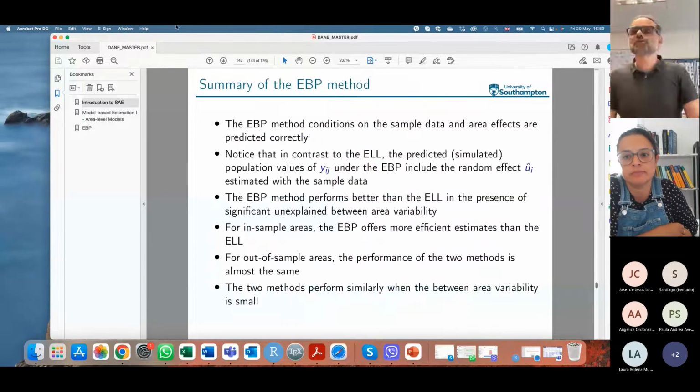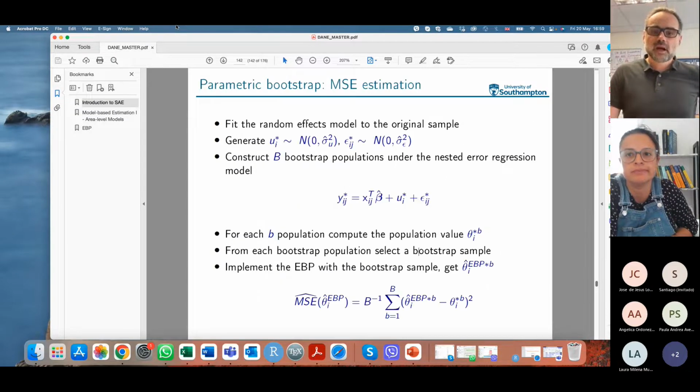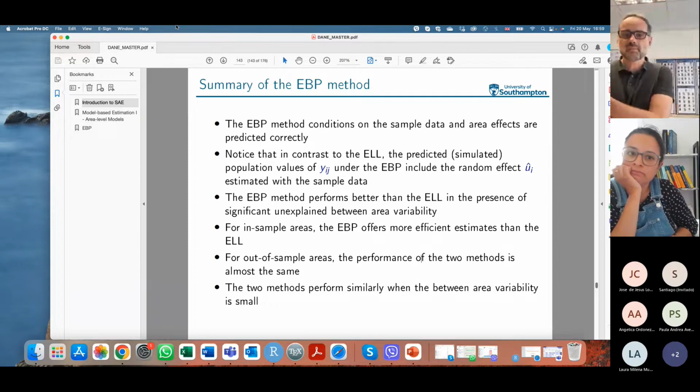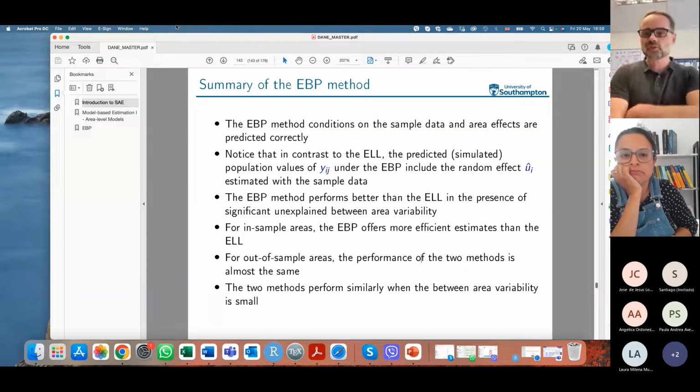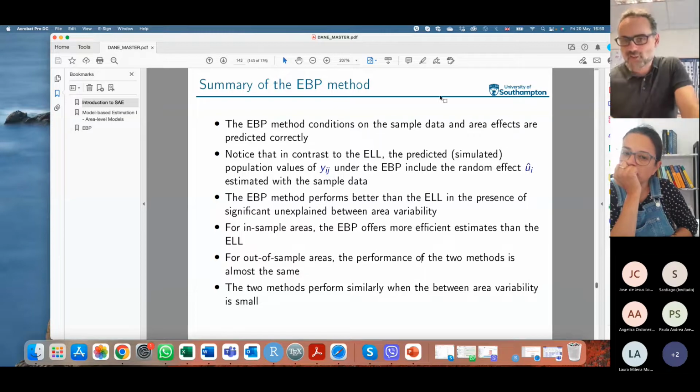So I'm going to finish here. I just had some very quick comments on the methods. As I said, the EBP method conditions on the sample data, and the area effects are predicted correctly. Notice that in contrast to the ELL, the predicted or simulated population values under the EBP include that additional random effect, the UI hat, that is estimated with the original data. So that's a difference between the two.